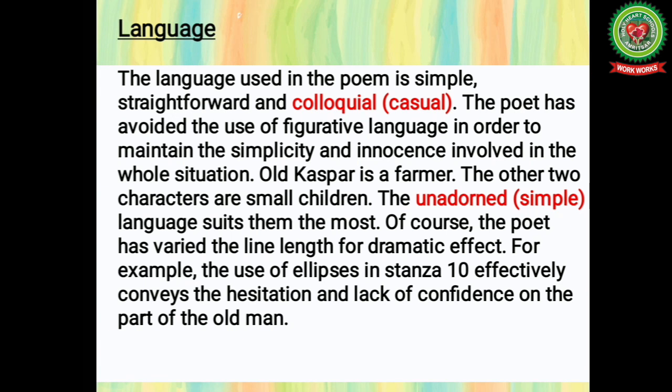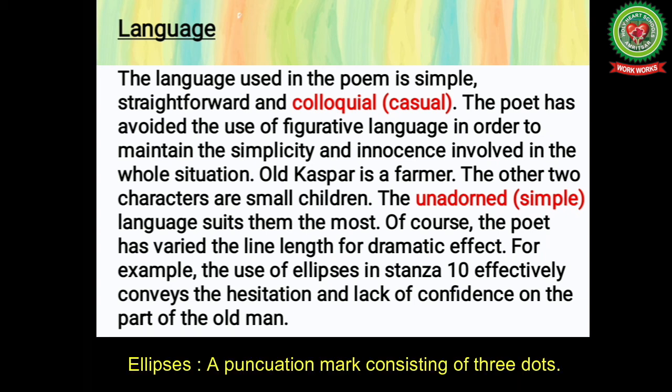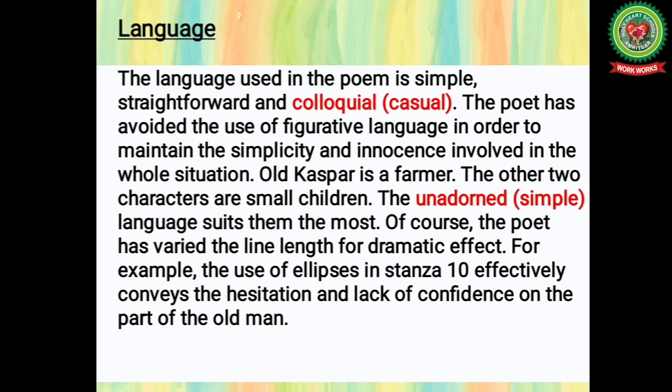Students, what is the meaning of ellipsis? Here, ellipsis is a punctuation mark consisting of 3 dots. So, the use of ellipsis indicates an intentional omission of a word, sentence, phrase, line or paragraph. So, here the poet has used ellipses in stanza 10, which conveys the hesitation and lack of confidence on the part of the old man.